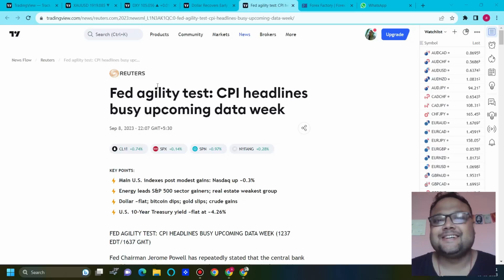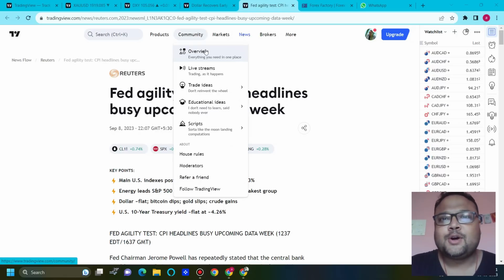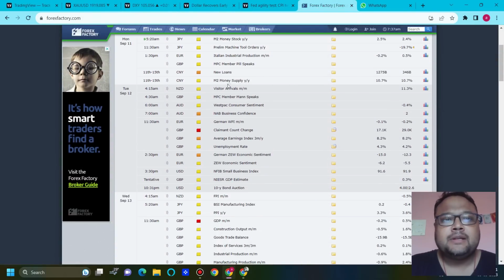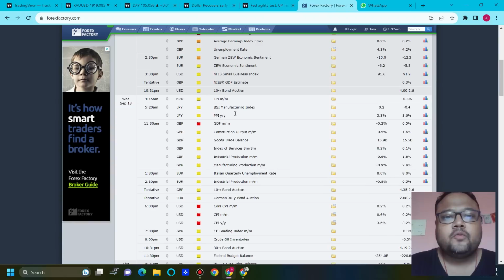So let's get started. My dear friends, as you can see on the screen, CPI is coming up. Yes, next week is all about CPI. You can go to the economic calendar and see that on Monday and Tuesday, we don't have any major events. So you can expect that on Monday and Tuesday, mostly the technicals will dominate the market. But on Wednesday, 13 September, CPI is coming up.